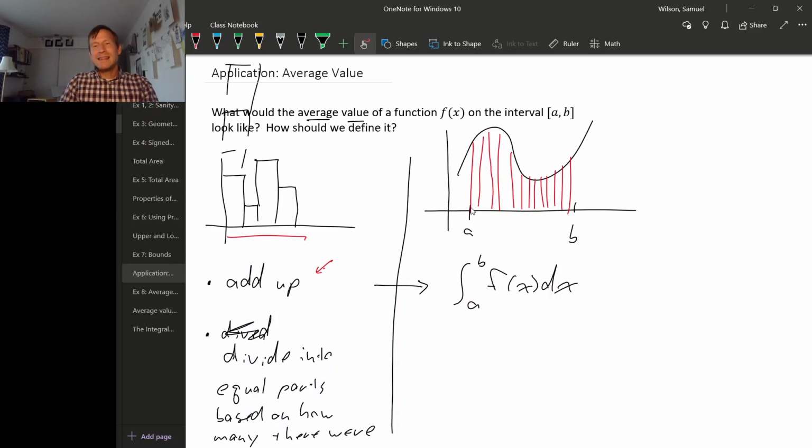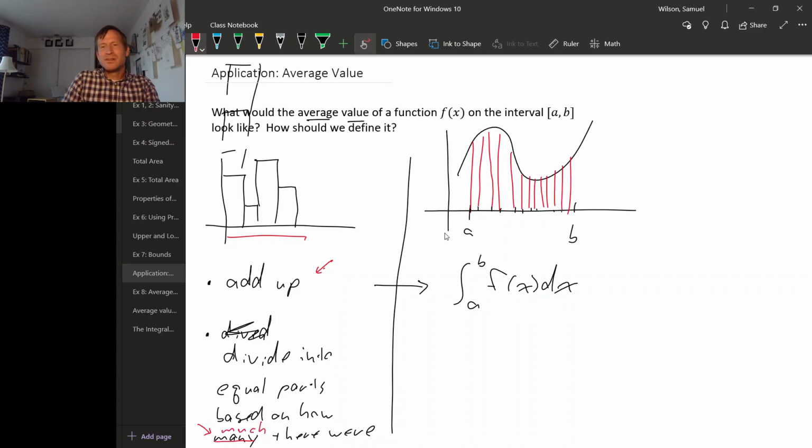Okay, and now we need to somehow divide this into equal parts based on how many things we added together. Well, the number of individual vertical slices in this region is infinity. There are infinitely many slices here, one for every x value between a and b. And it doesn't really make sense to divide this by infinity. You'd get 0 every time, and that's not particularly interesting. But the word many here, this really only makes sense when you're talking about discrete things, like individual separate numbers.